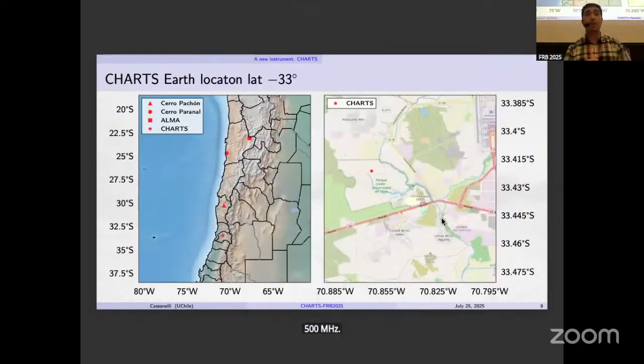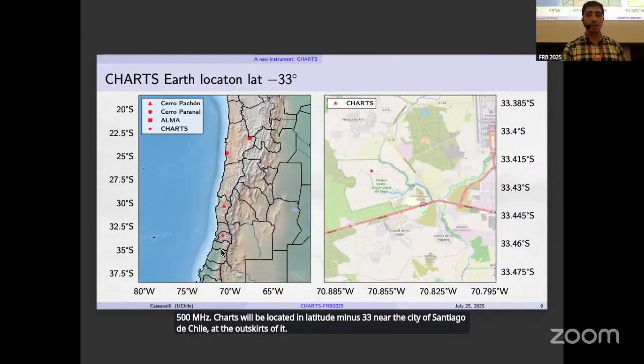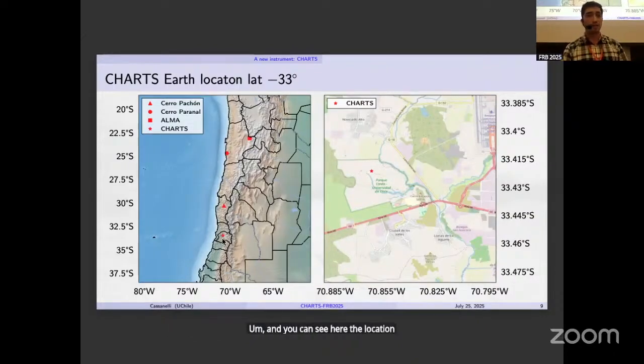CHARTS will be located at latitude -33, near the city of Santiago de Chile, at the outskirts of it. And you can see here the location is this star. I don't know if you can see my cursor, right?